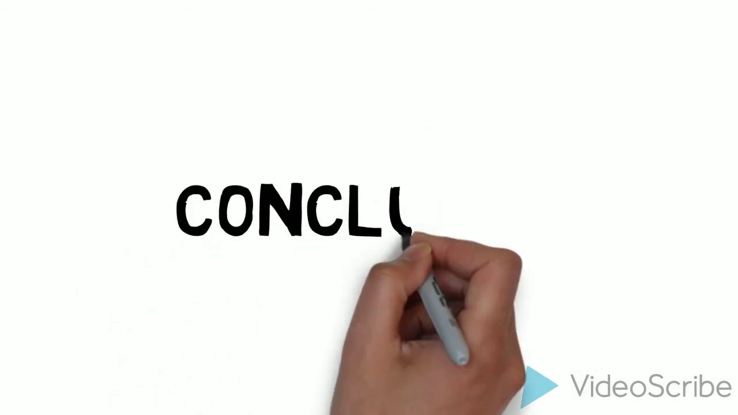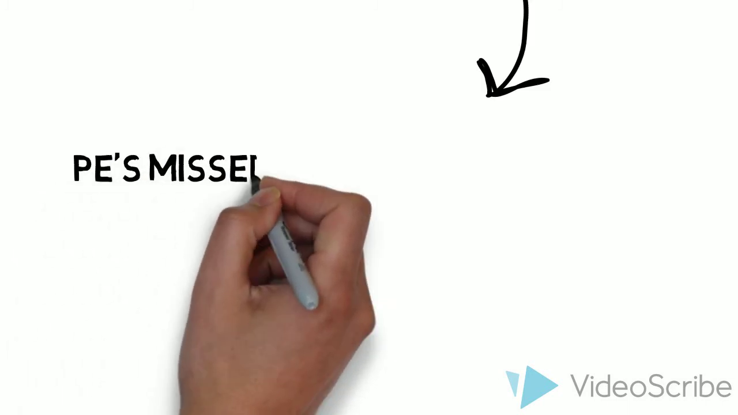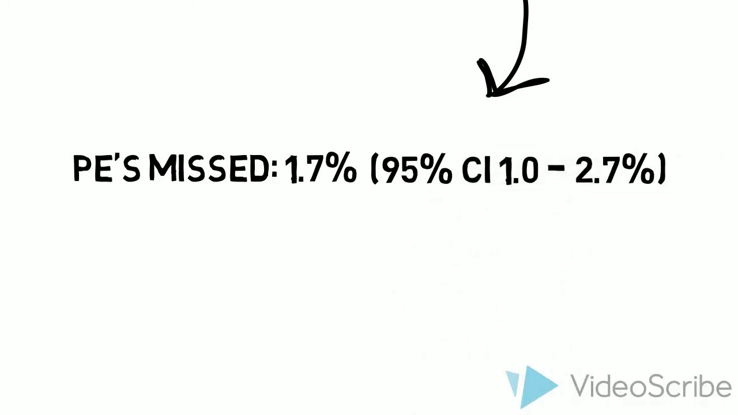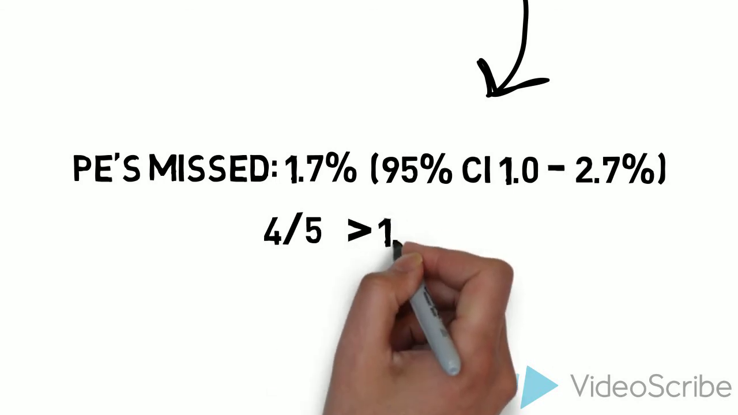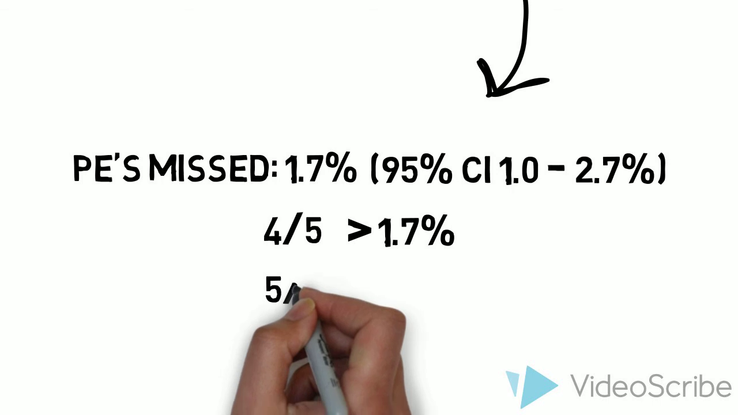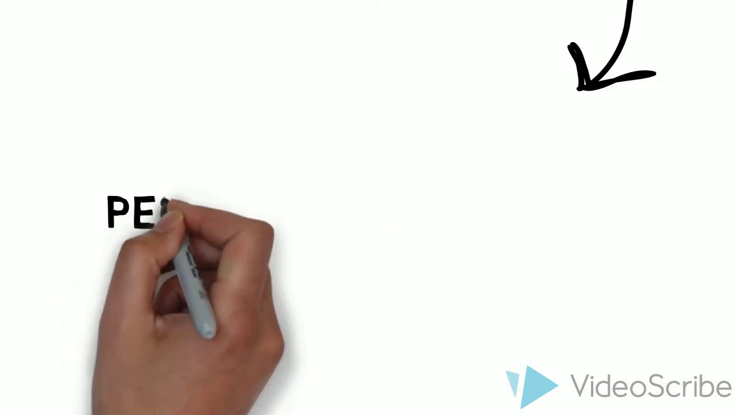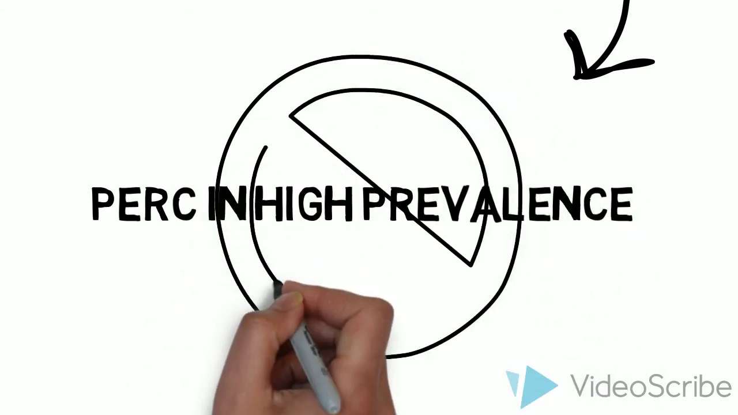So, what can we conclude out of this result? By using an angiography, 1.7% with a confidence interval of 1 till 2.7% of PEs are missed. So, PE can be safely excluded when the upper limit of the confidence interval is less than 2.7%. In this review, 4 out of the 5 studies had a false negative value above 1.7%. All 5 studies had an upper limit of the confidence interval above 2.7%. So, thereby, we can conclude that the PERC rule cannot safely rule out pulmonary embolism in high prevalence populations in the emergency department.